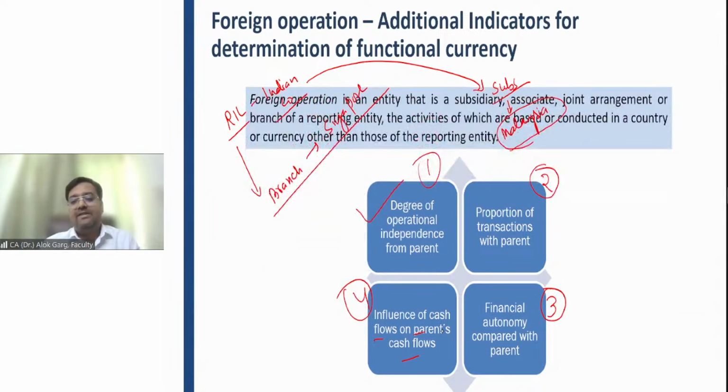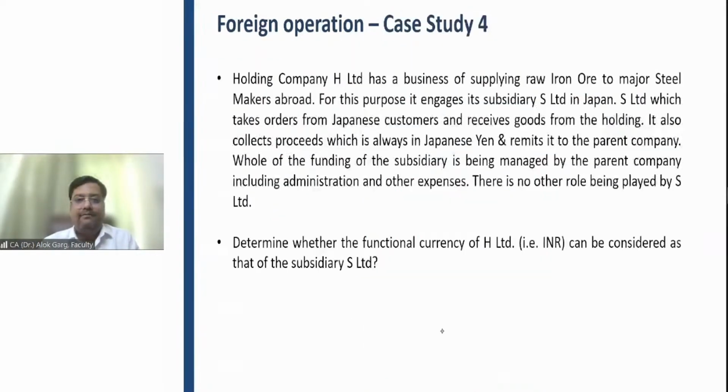Understand with the help of an example as well. Foreign operation, as far as definition is concerned, is an entity which is a subsidiary, associate, joint venture, or a branch, the activities of which are based or conducted in a country or currency other than those of the reporting entity. Now let's discuss this case study to understand more about this foreign operation.